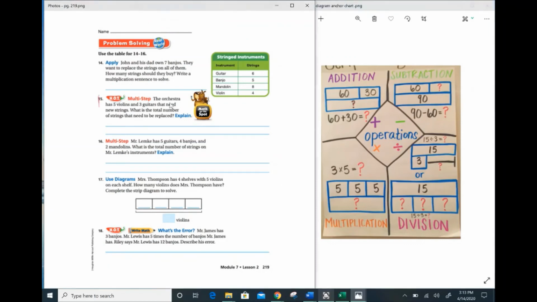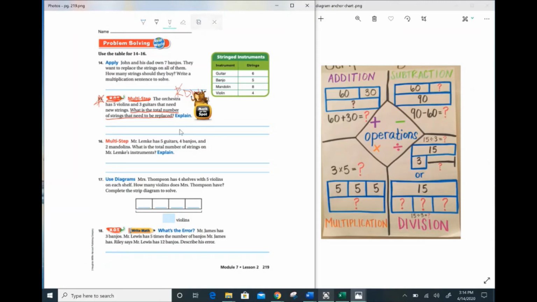I'm going to do number 15 with you guys. It's a hot question and it's a multi-step. Let's go ahead and write read, draw, write. So it says the orchestra has 5 violins and 3 guitars that need new strings. What's the total number of strings that need to be replaced? I already read it. I know that I'm looking for the total number of strings that need to be replaced.